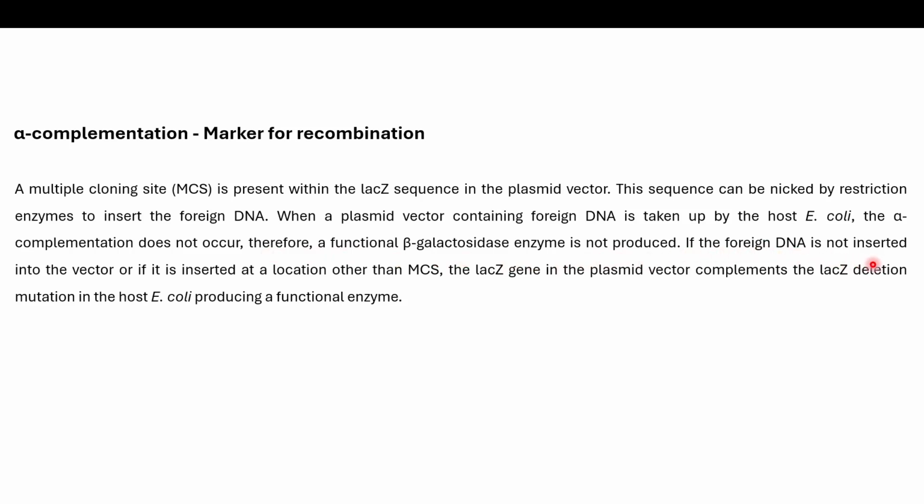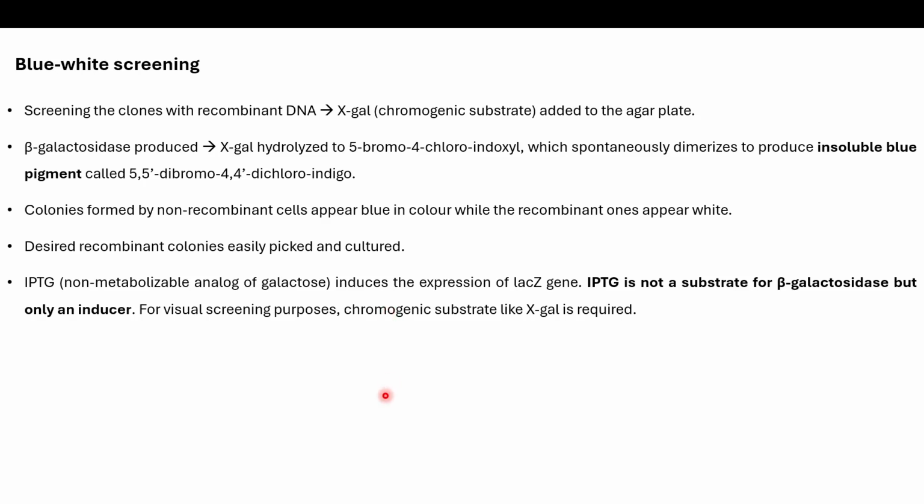Okay. If the foreign DNA is not inserted into the vector, or if it is inserted at a location other than the cloning site, the LacZ gene in the plasmid vector can complement the LacZ deletion mutation in the host E. coli, producing a functional enzyme. So, what did I mean by this? Let's look at what is happening here. Suppose I referred to X-gal, right? This particular substrate. Using beta galactosidase, we can screen the colonies with recombinant DNA.